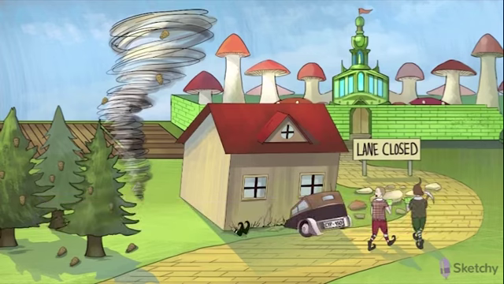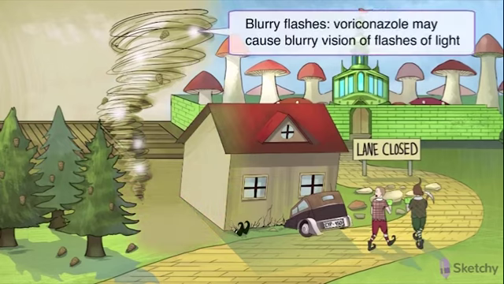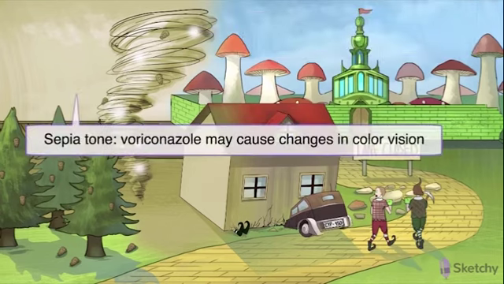So, when voriconazole therapy is started, dose reduction of a number of medications is required, including the cytochrome P450 substrates cyclosporine, tacrolimus, and statins. A unique adverse reaction to voriconazole is visual disturbances. Blurry vision or flashes of light are a common but transient reaction and are represented here by these blurry flashes of light within the tornado. Changes in color vision can also occur. And that's why the tornado is traveling through a completely sepia-toned rural landscape.